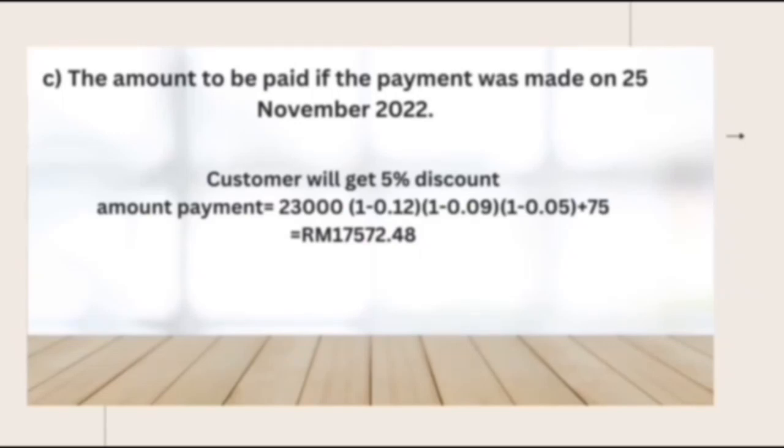The amount ought to be paid if the payment was made on 25 November 2022. So, the customer will get the 5% discount because the last day to get the cash discount of 5% is 2 December. The amount the customer should pay is 23,000 multiply 1 minus 0.12 multiply 1 minus 0.09 multiply 1 minus 0.05 plus the transportation charge of RM 75 ringgit. The answer is RM 17,572.48 ringgit.